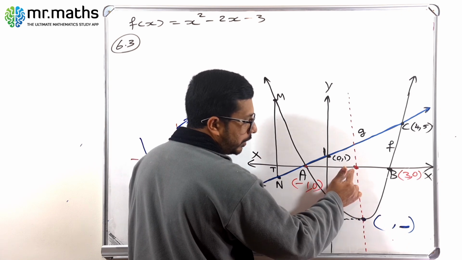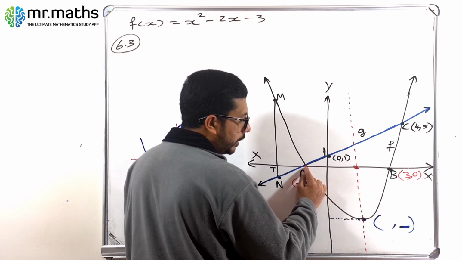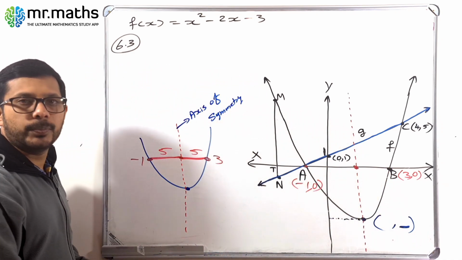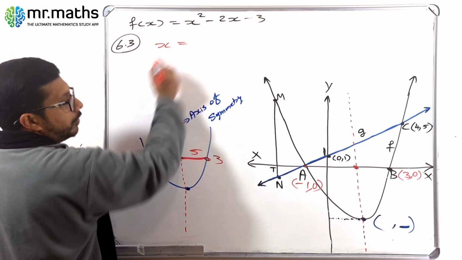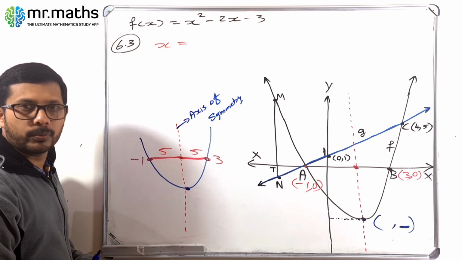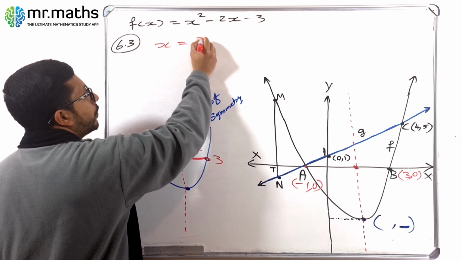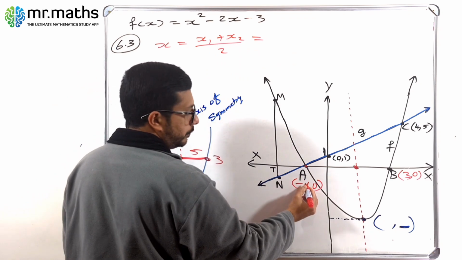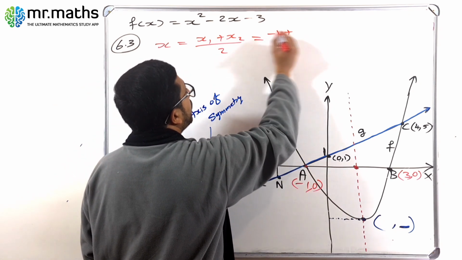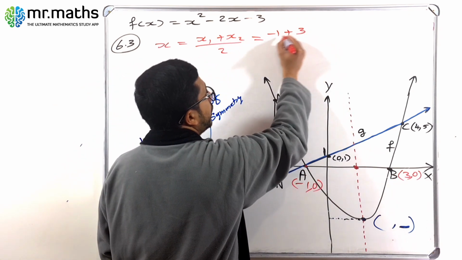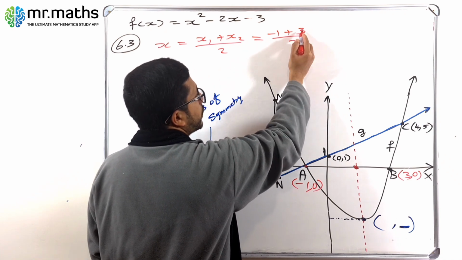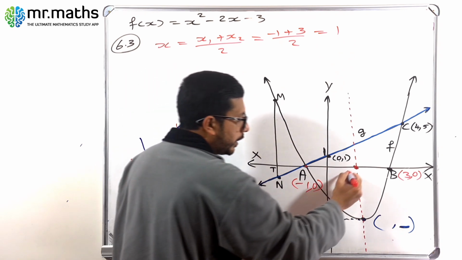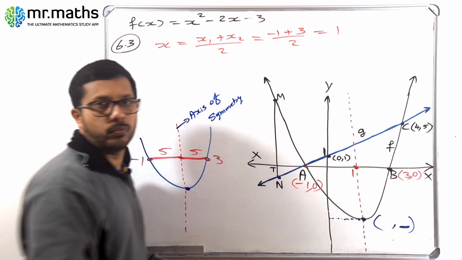So how can I find the x value of this point? That is the middle of A and B. So how can I find the middle of A and B? x is equal to, you have to use the midpoint formula, x1 plus x2 divided by 2. So what is x1? Minus 1 plus, what is x2? It is 3, divided by 2. So minus 1 plus 3 is 2. 2 divided by 2 is 1. So it means that here the x value is 1.